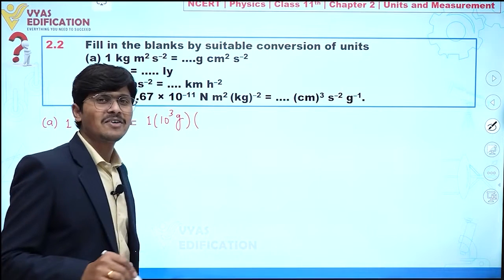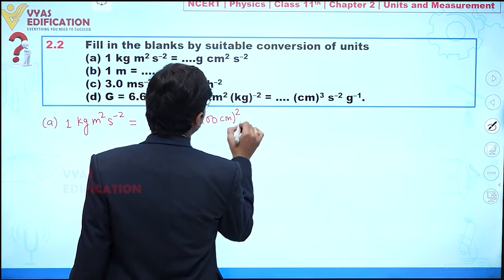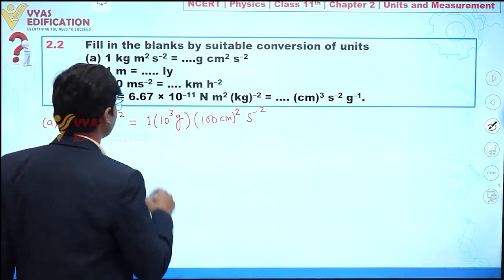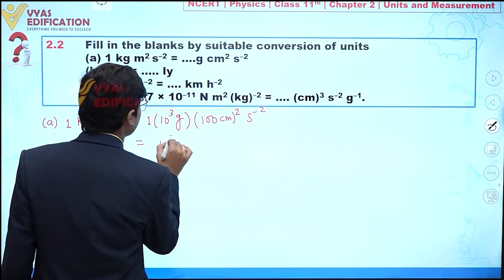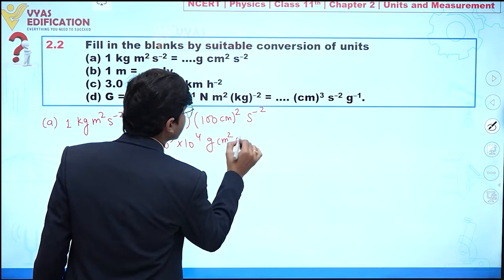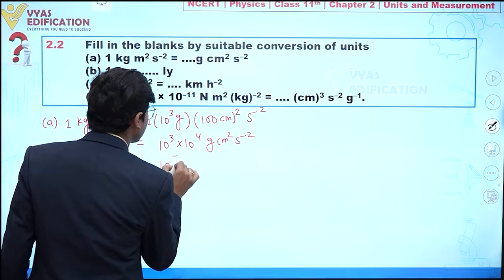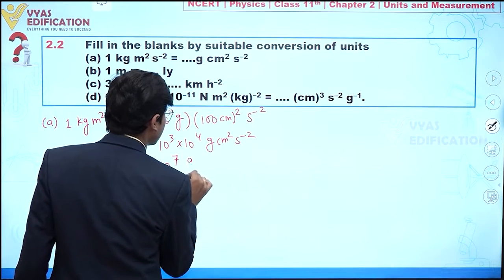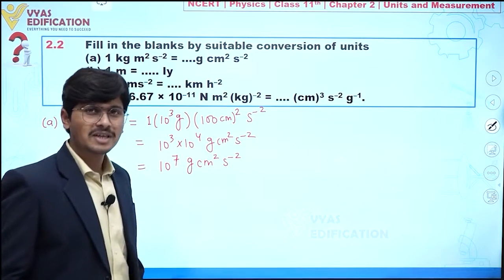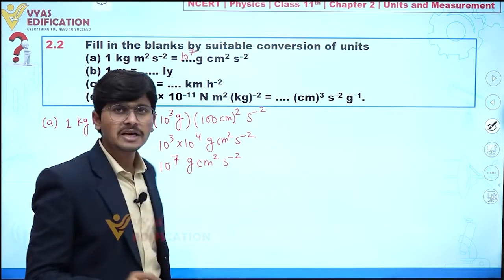In 1 meter we have 100 centimeter, so this is 100 centimeter square, and second in CGS always remains second. So we can write like this: 10 to the power 3 multiplied by 10 to the power 4 gram centimeter square second power minus 2. So from here this is 10 to the power 7 gram centimeter square second power minus 2. We are getting this answer 10 to the power 7. Clear to everyone?